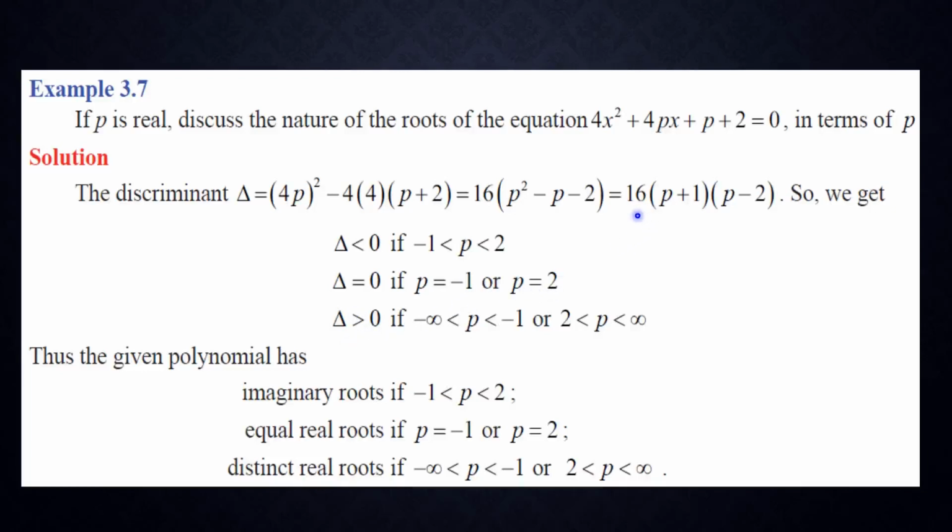When we are having greater than 0, that is this p value is minus infinity to minus 1 or 2 to infinity. Okay, so the given polynomial has imaginary roots, that is less than 0 means imaginary roots for p value greater than minus 1 but less than 2, and equal real roots if p value is equal to minus 1 or p value is equal to 2, and distinct real roots if p value lies between minus infinity to minus 1 or 2 to infinity.